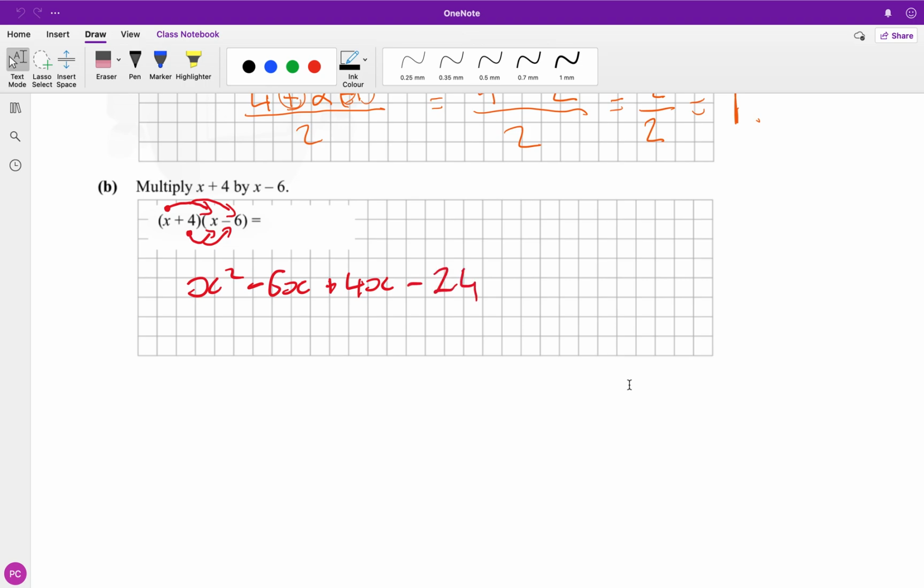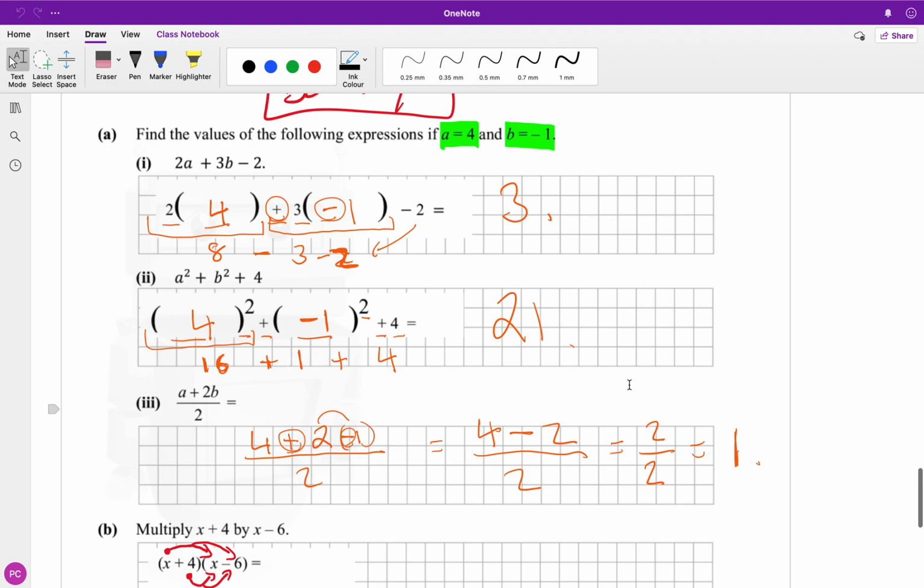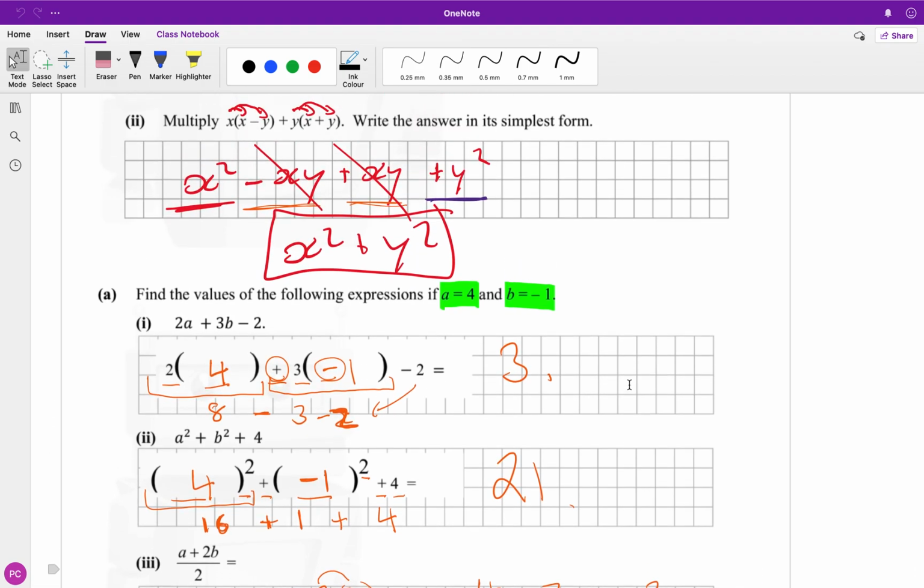Highlight what's the same. Only one x squared. Only one number by itself. And these two here, minus 6x plus 4x. Write down what you definitely know is not going to change. Doesn't need to be simplified. And then minus 24. You've minus 6x and you add 4x's. It's going to give you plus 2x's, like that. Okay, so all those answers are there and in the video for you to watch.